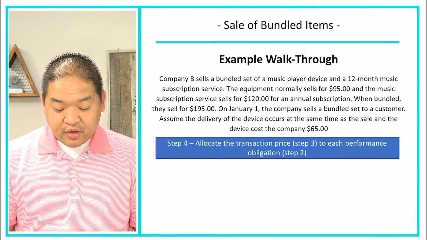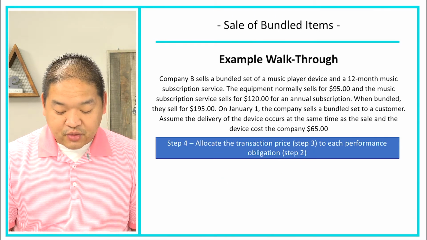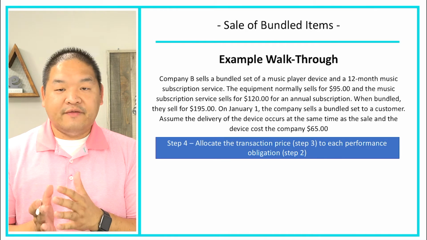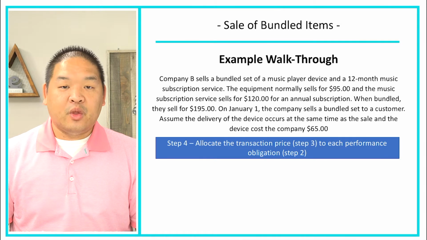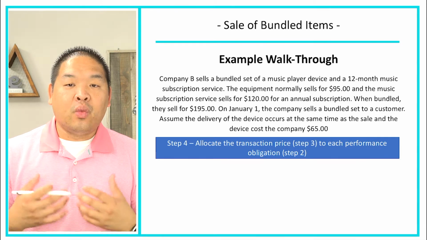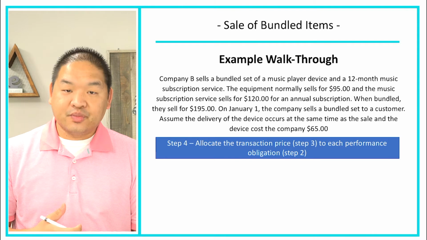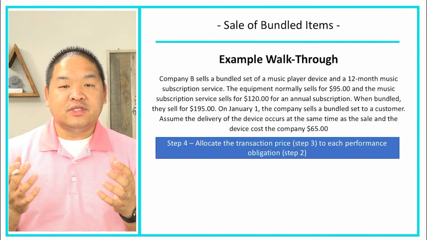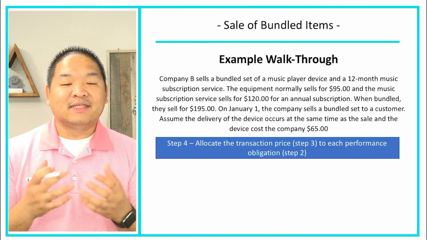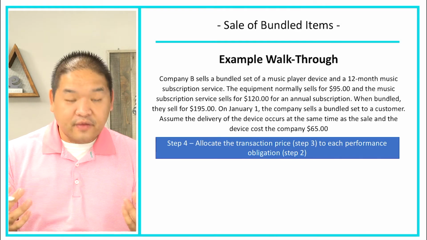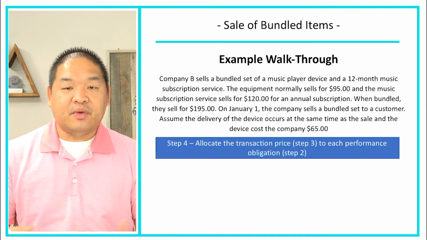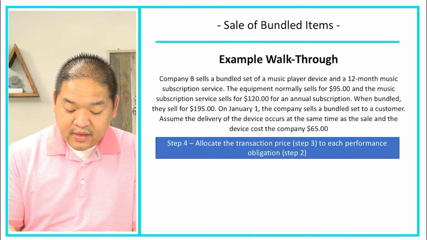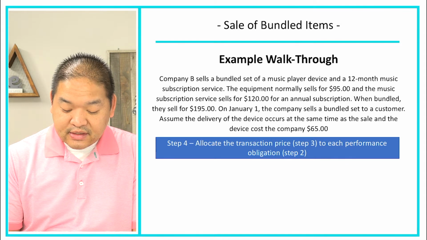Moving on to step number 4, we're going to allocate the transaction price to each performance obligation. So the question is, we've got $195. How do we allocate it? Well, we're going to use the weighted average sales price of those individual units. So we're basically going to use their full sales price as the method of allocation. Let me go through the first one here to show you that example, and then we'll talk you through it. The first one here, we're going to start with the equipment.